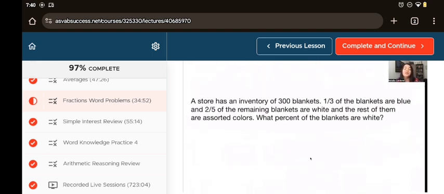In our next example, what we have is fractions within our word problem. Okay? So let's take a look at what this says. It says, a store has an inventory of 300 blankets. 1/3 of the blankets are blue, and 2/5 of the remaining blankets are white. And the rest of them are assorted colors. What percent of the blankets are white?